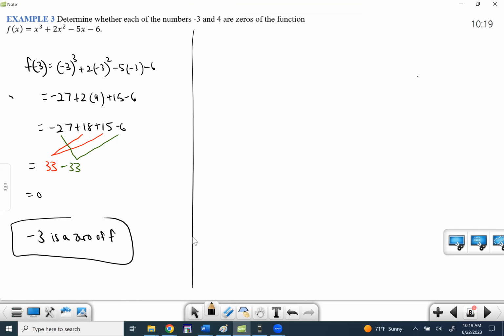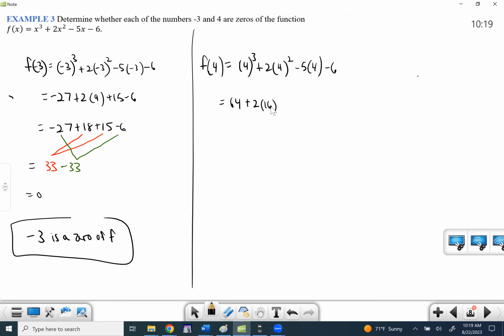All right. Let's go ahead and see if 4 is a 0. Now I don't technically need parentheses here because it's a positive number, but I told you guys just get in the habit of doing it, so that way you do it when you're using the calculator. All right, 4 times 4 times 4 is 64. 4 times 4 is 16.